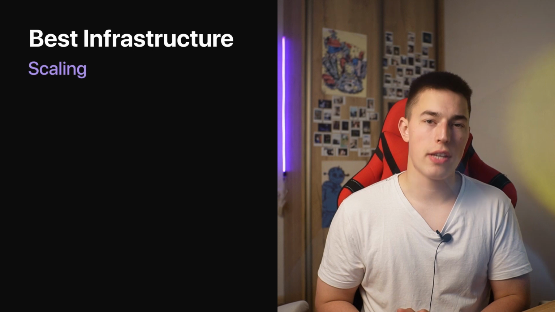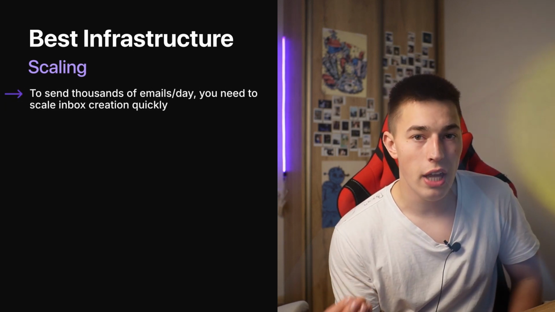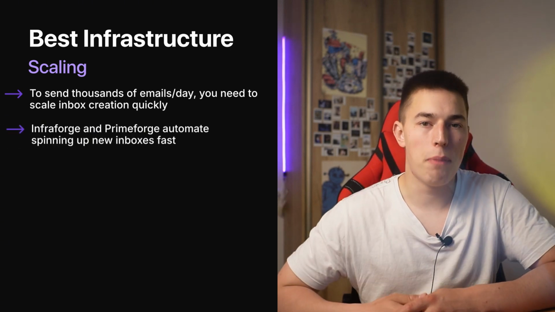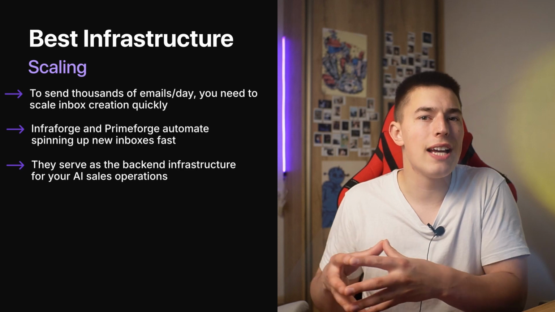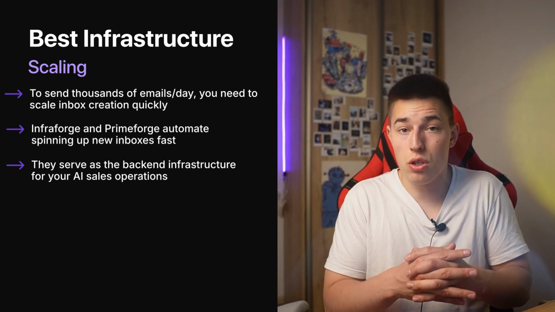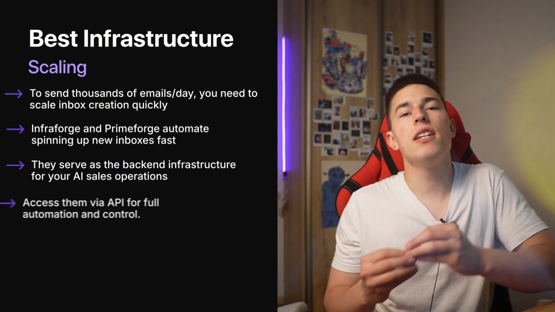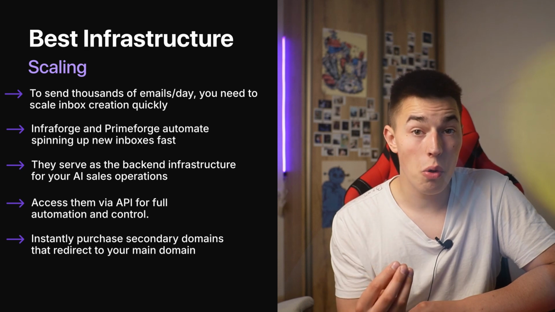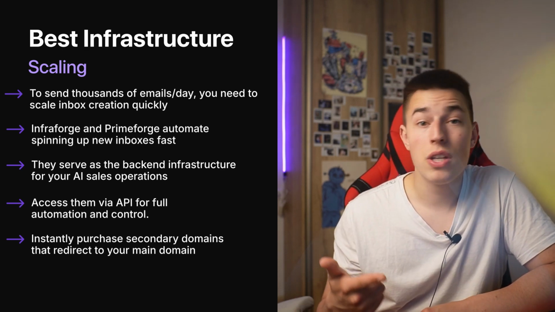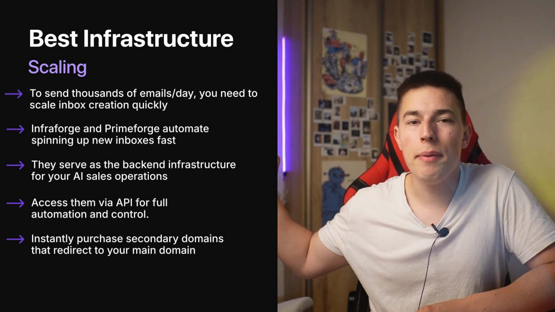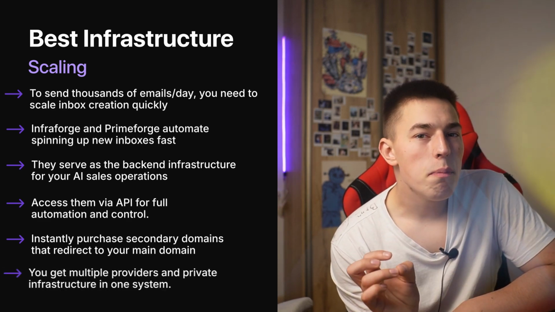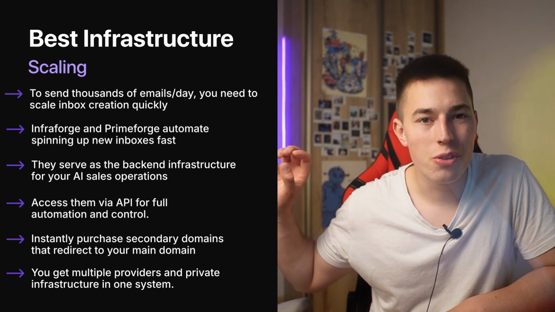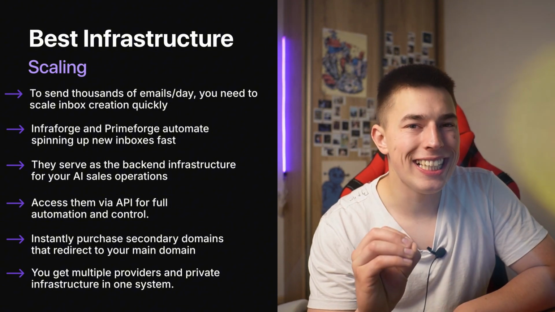Okay, it's time to talk about scale. If you want to send thousands of emails per day, you need a way to spin up new mailboxes fast. That's what InfraForge and PrimeForge make possible. Think of them like the backend of your AI sales army. You're not duct taping solutions, you're forging a robot. You access InfraForge or PrimeForge via API. Purchase new secondary domains that redirect to your primary domain. You get extra IPs, Google Workspace accounts, Outlook mailboxes, everything ready for cold email for pennies on the dollar. In one simple swoop, you have 3 different providers and private infrastructure that you're fully in control of. This is how you scale programmatically and reliably.